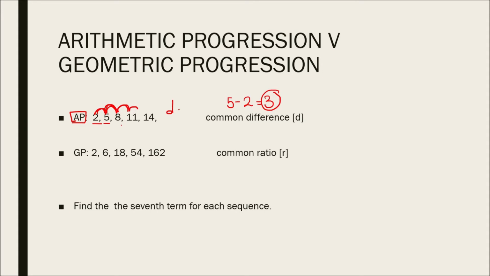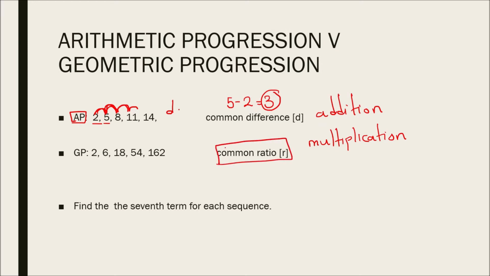But in a geometric sequence, it's more about multiplication. In an arithmetic sequence, it's simply addition; you just add the number. But in a geometric sequence, we multiply. So we call that number the common ratio. In an arithmetic sequence, we say common difference, but in a geometric sequence, we say common ratio, R.